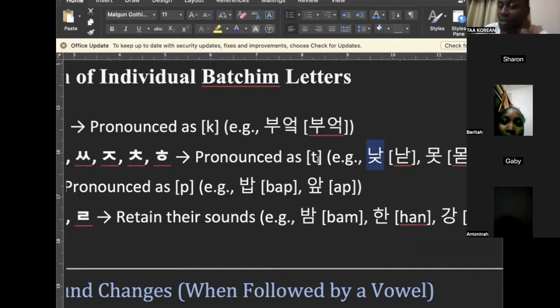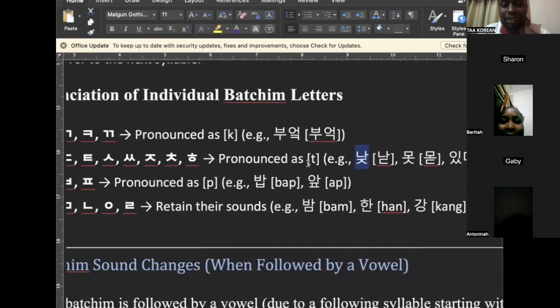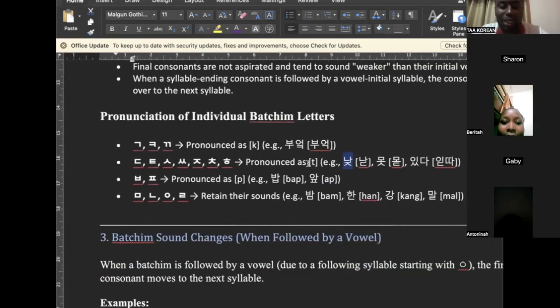Are you guys hearing the soft T? Nat. Not na, not naj. It's nat. Can you guys hear it? Can you guys hear the soft T? Actually, it's nat, not nad. Not naj, not nad. Nat, nat.